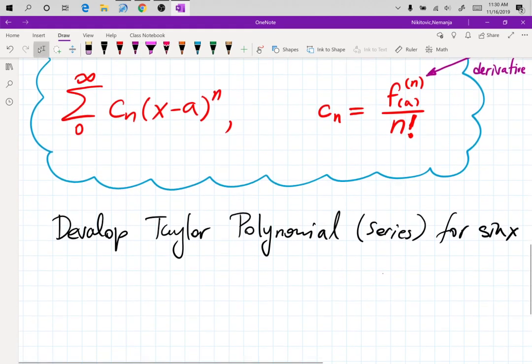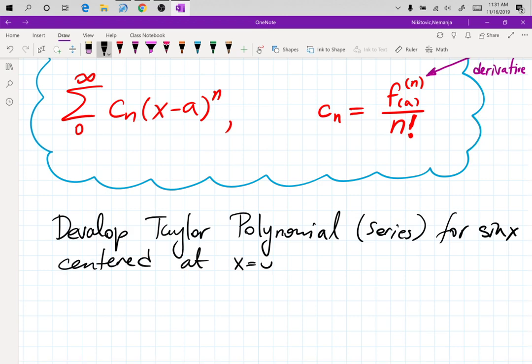All right, cool. In order for me to create the power series, the Taylor polynomial, for sine x centered at x equals 0, that just means a is 0 for our calculations, because it's x equals a, and a, right, is where the 0 is, so a is 0. So we develop the Taylor polynomial, Taylor series, for sine x centered at x equals 0.